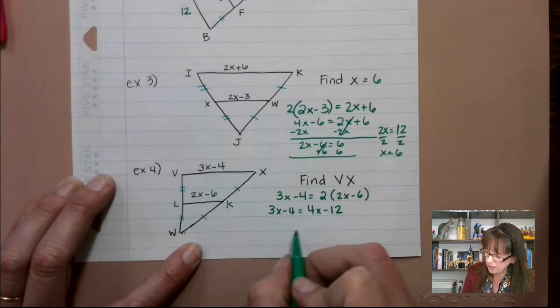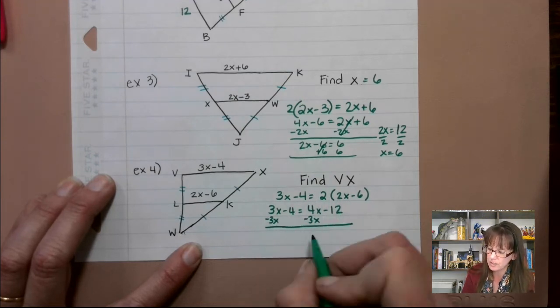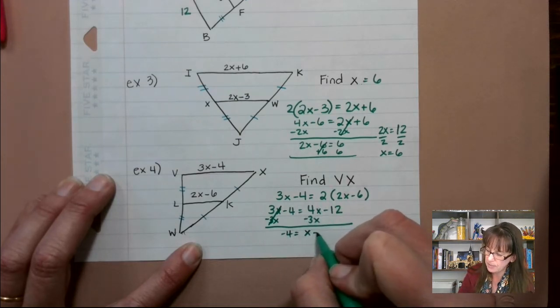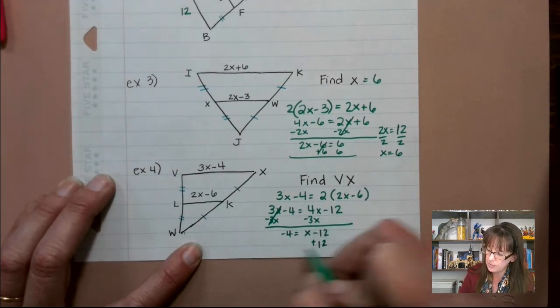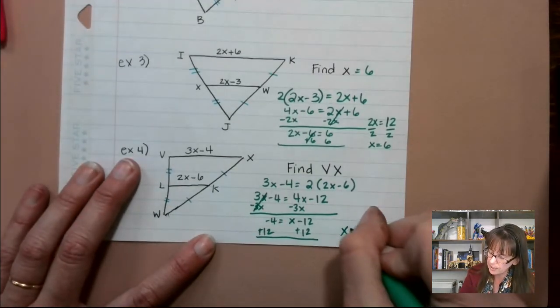Let's see. Let's deal with our variables first. Like I said before, minus 3x, minus 3x. I moved it to the right so that it's not negative. Negative 4 equals x minus 12. Add 12 to both sides, and I get x equals, I'm running out of room here, so I'll write it over here. X equals 8.